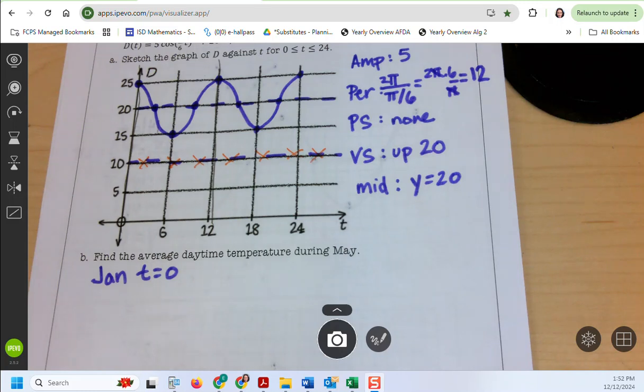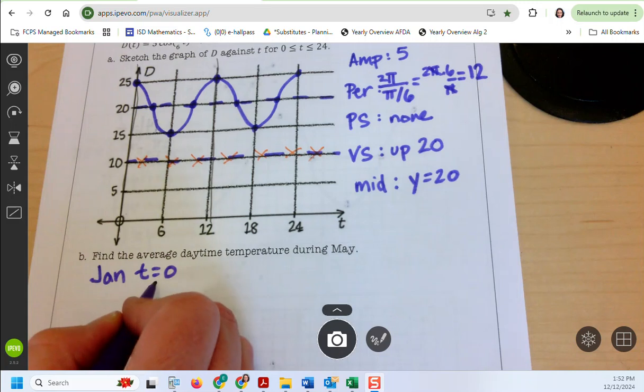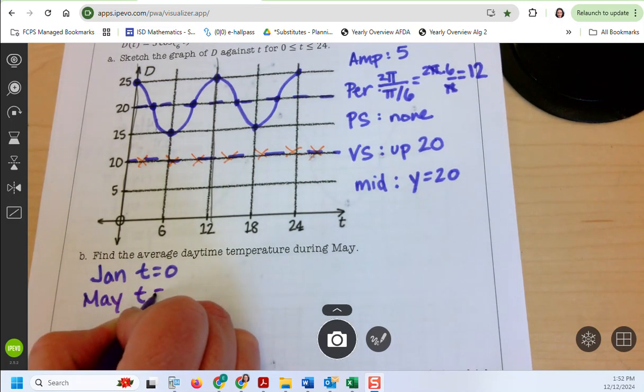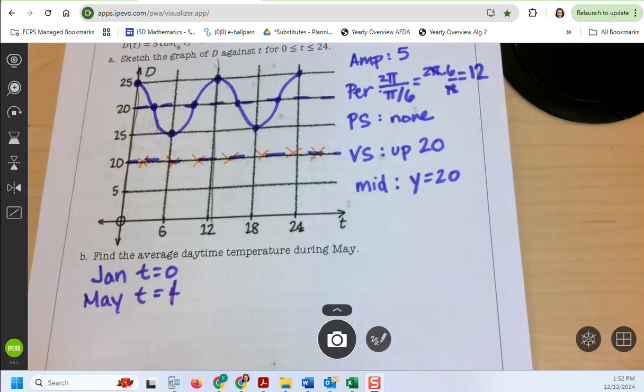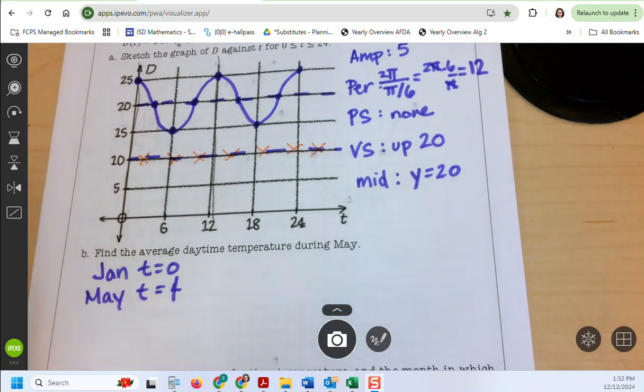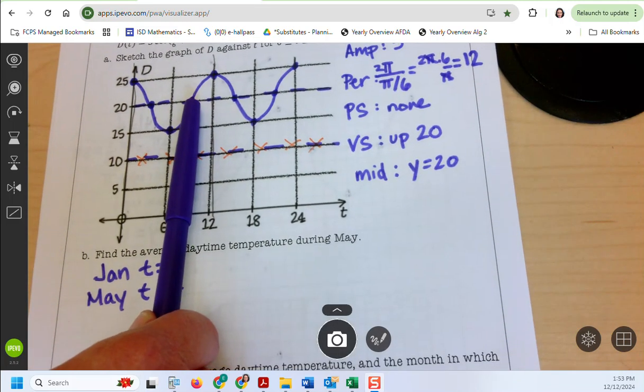4 months later, yeah. So, I mean, it's a little weird because a lot of us, like if your birthday is in May, you know that May is 5, right? But this is talking about January being time equals 0. So May is time equals 4 months. And 4 months is not exactly on here. Sometimes they're going to ask you questions that are just on the graph, and you can just find them. Like if I asked you the temperature when T equals 6, you could just find it. Or if I asked you T equals 9, you could just find it.